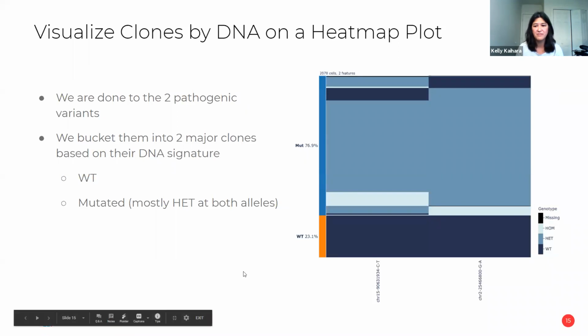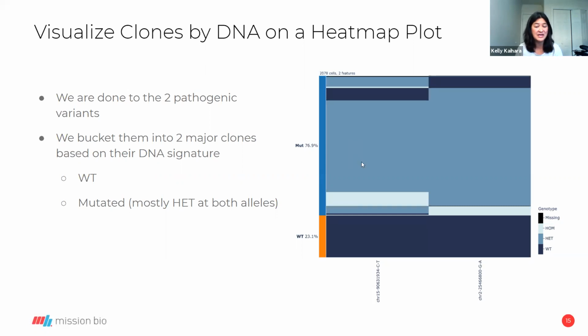So then you can select these two pathogenic variants and we can bucket them in a heat map based on genotype. And so when we do this, we see this wild type population at 23%. And then we see this larger pathogenic or mutated population that mostly is heterozygous for both the IDH1 and the DMT3A variants. And so if you recall going back to our UMAP that Hema showed, it corresponds to that nice purple population that was wild type and the nice green population that was mostly double mutated at these two variants.